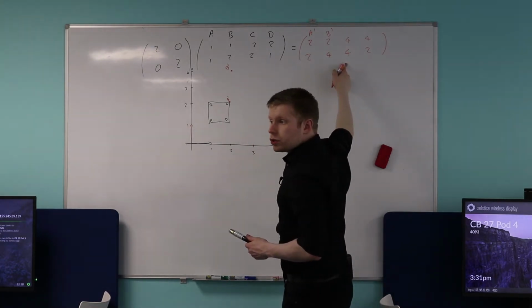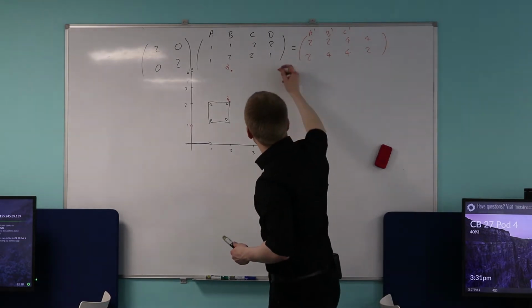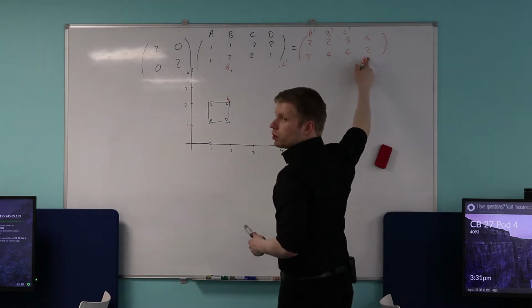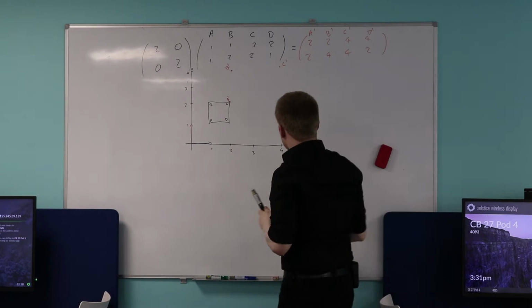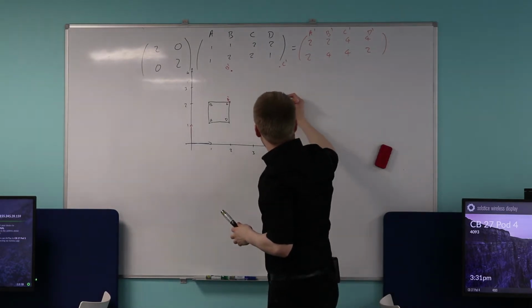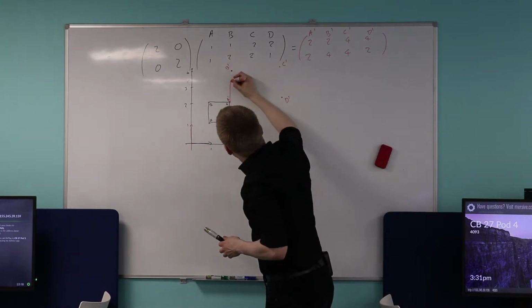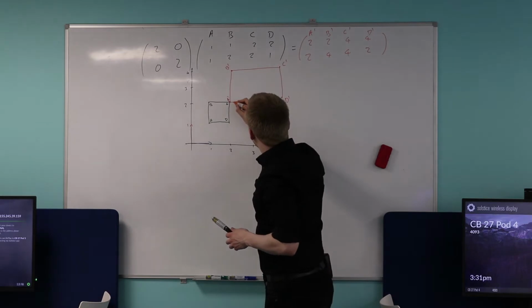This is the new coordinates of C. So C ends up at 4, 4, which is way over here. Okay, so new C. And this is the new coordinates of D, right? So 4, 2 is there. All right, good. So in other words, I get a new shape, and it looks something like that.